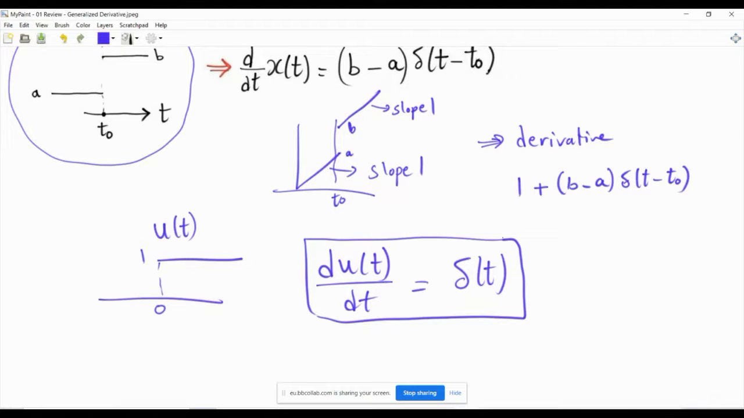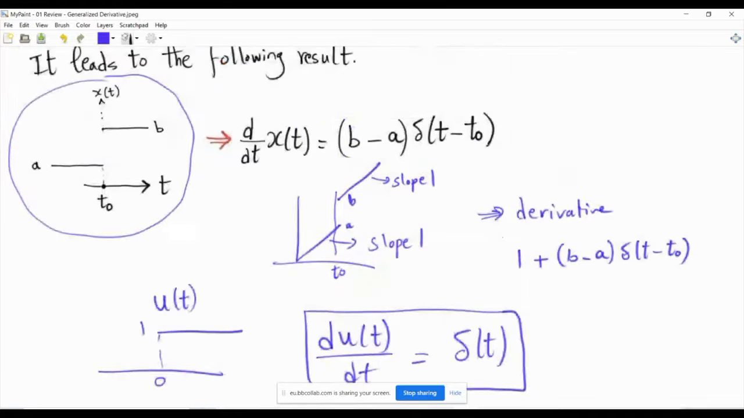This is actually something that we will treat as true: du of t by dt is delta of t, despite the fact that, classically, we would say that the function is not differentiable at t equals 0. But here we'll take it to be differentiable. Again, we are using a notion that is well defined. It's called a generalized derivative. So keep this in mind. And this is one thing in which the Dirac delta is useful.